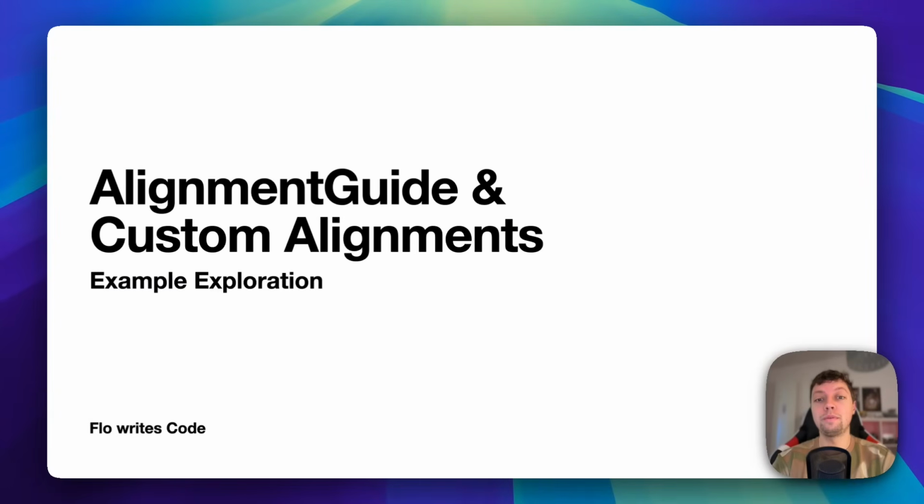I avoided Alignment Guide for years because it just looked confusing, but it turns out it solves one of SwiftUI's biggest layout issues. So today we'll be talking about Alignment Guide, the view modifier, and custom alignments, and we'll explore some examples on what these do and how you can use them in your app.